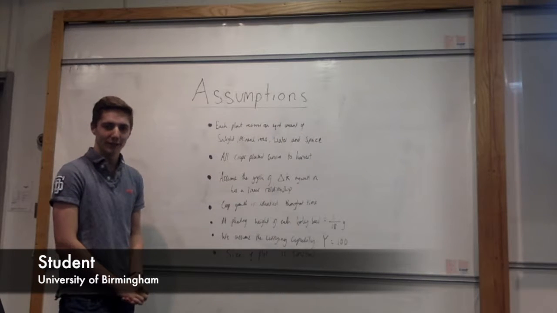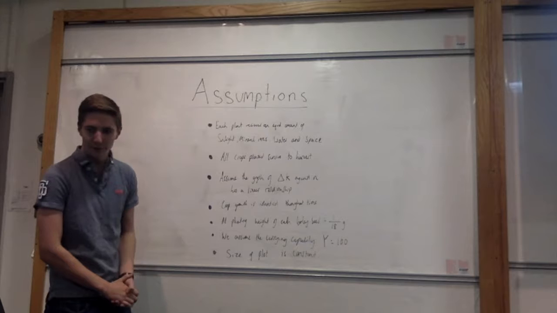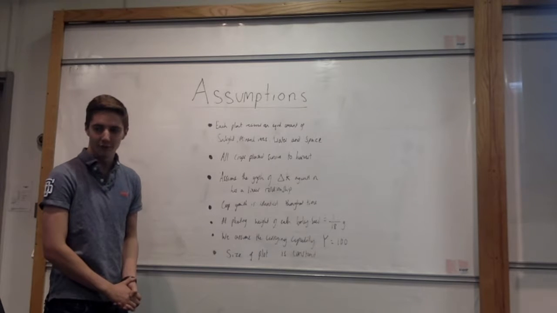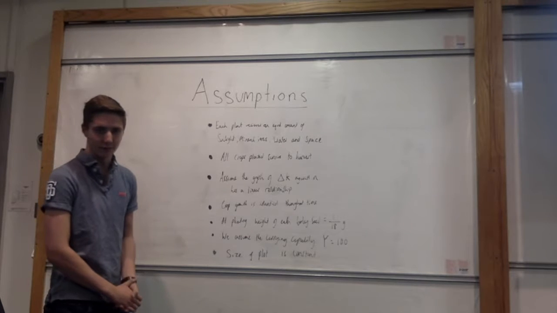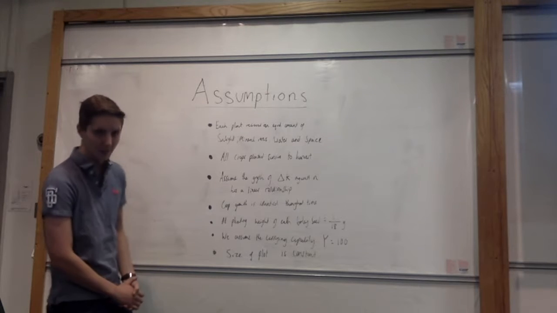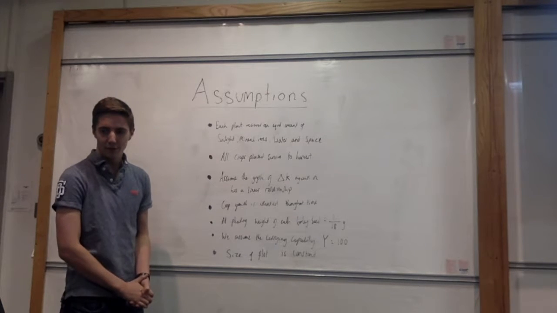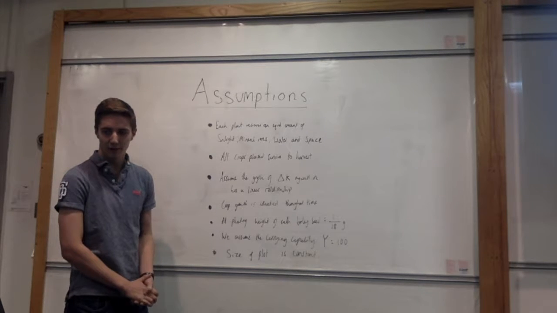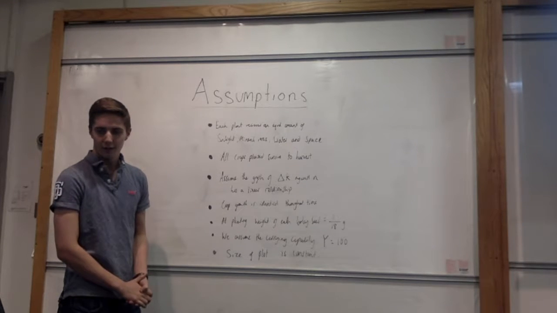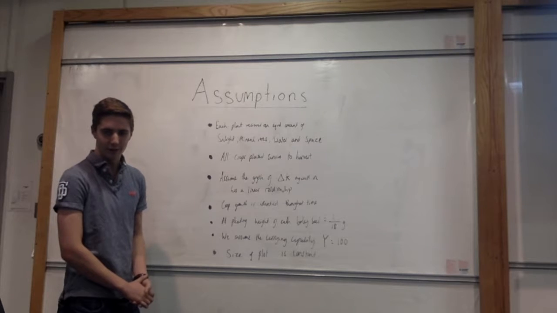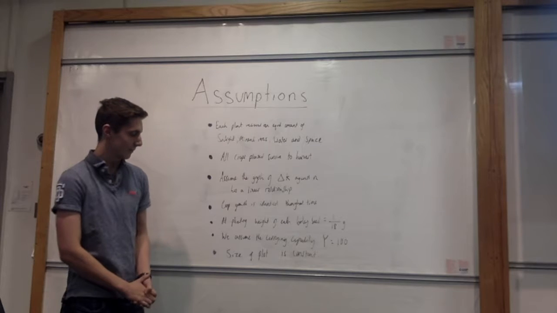For our model to be valid, we've taken some certain assumptions. Each plant receives an equal amount of sunlight, mineral ions, water, and space. All crops survive the harvest. Growth rate and number of plants have a linear relationship. All crops have equal growth rate at all times. At planting, each barley weighs 1/18 of a gram. We got this from our website. Size of the plot is constant. And finally, the barley has a carrying capacity of 100, and we'll explain this later.